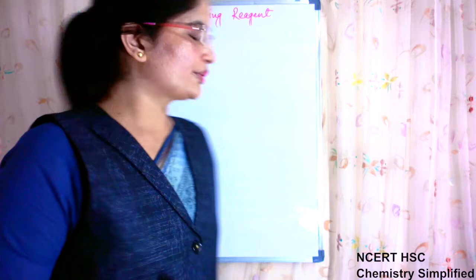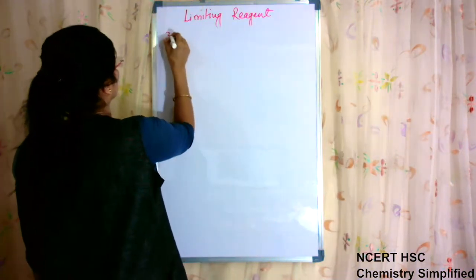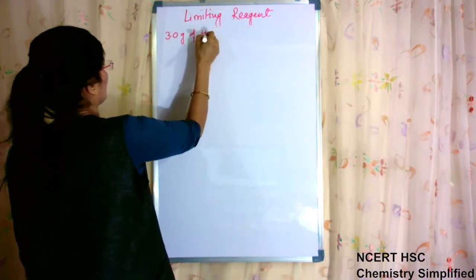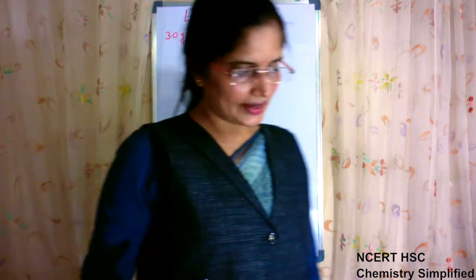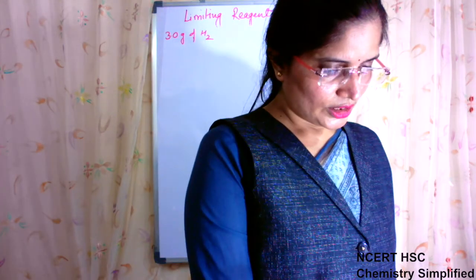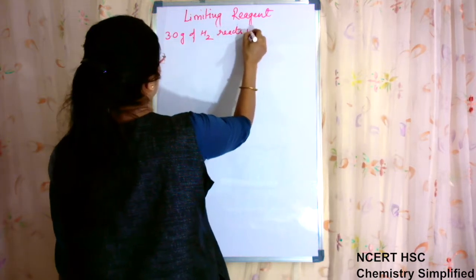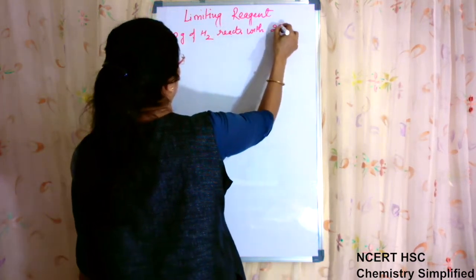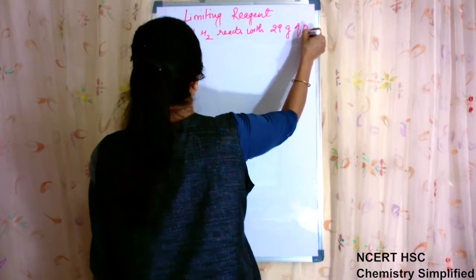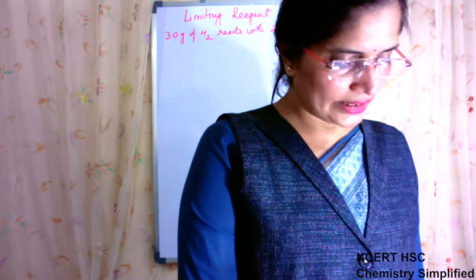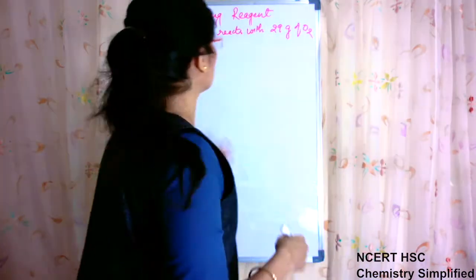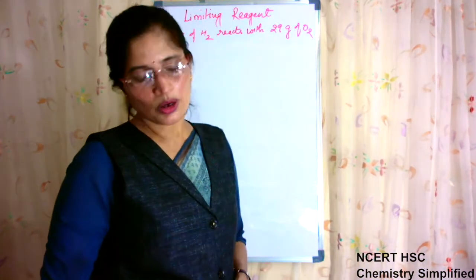3 grams of hydrogen reacts with 29 grams of oxygen to give water. Both of them react to form water.